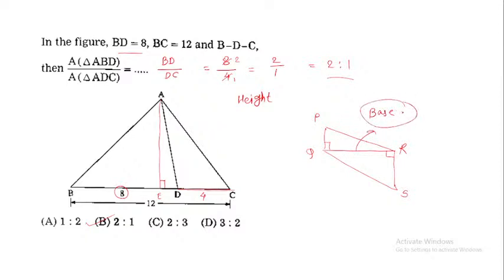So if such a condition is there, then ratio of areas of these two triangles must be dependent on the ratio of corresponding heights, that means PQ divided by RS. So these are the two properties on which question may be asked. So for this question, the height is same, so we have taken the ratio of the corresponding bases. Okay, now let's have the next question.